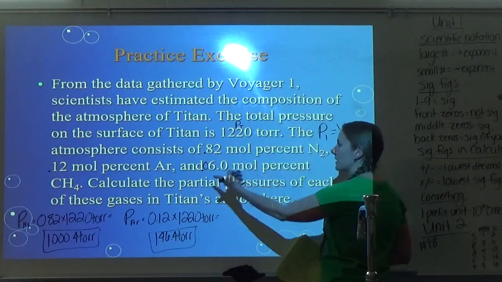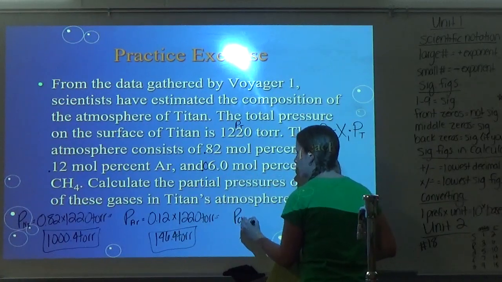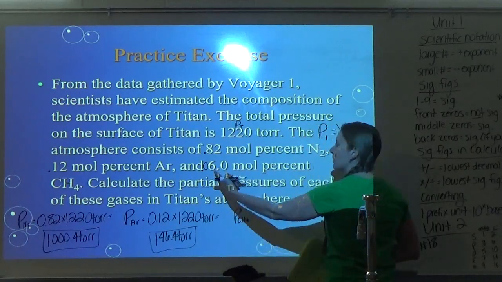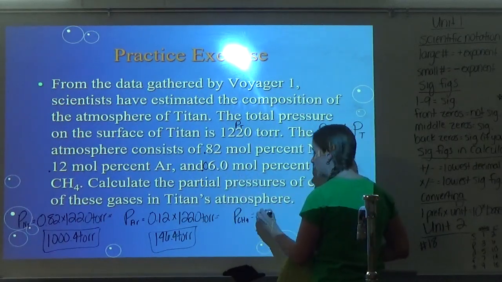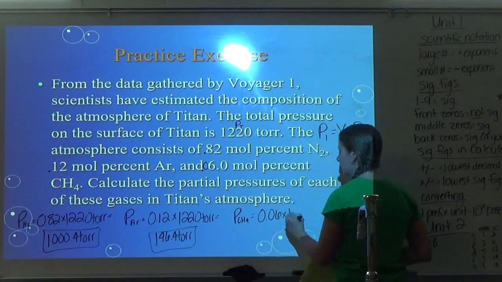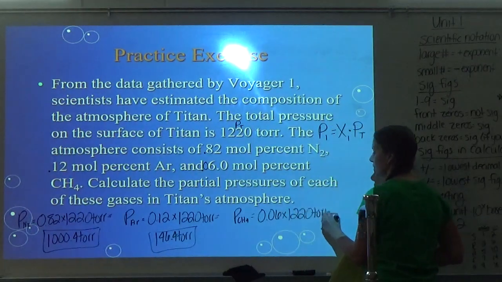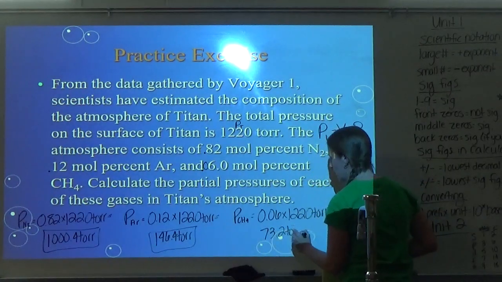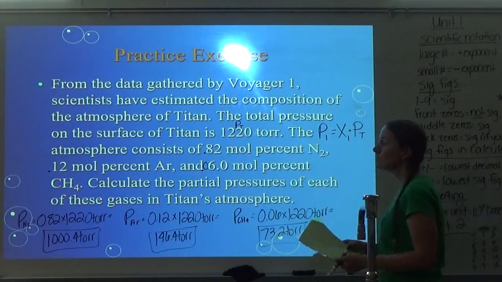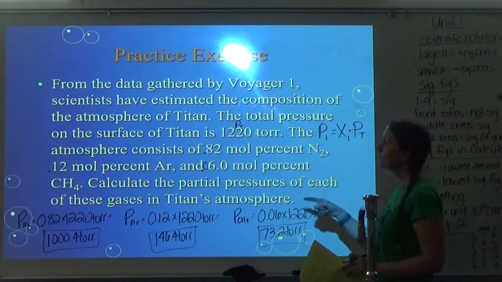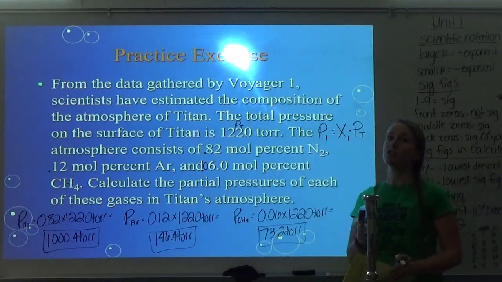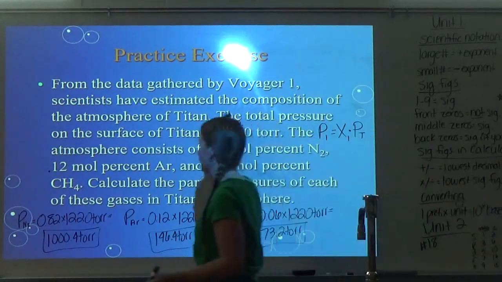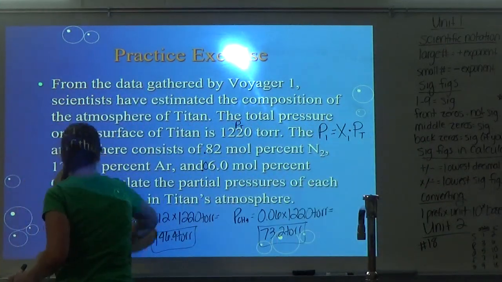All right, and then last one is my pressure of CH4. So I do my mole fraction of CH4, which is 0.06, times my 1220 torr, which is my total pressure. And so for this one, I got 73.2 torr. And so those are my three partial pressures. So the important thing to remember is if they give you mole percent, make sure you change it to mole fraction, which means you divide by 100. You don't want a percentage, you want a decimal. All right, so hopefully you got that one right.